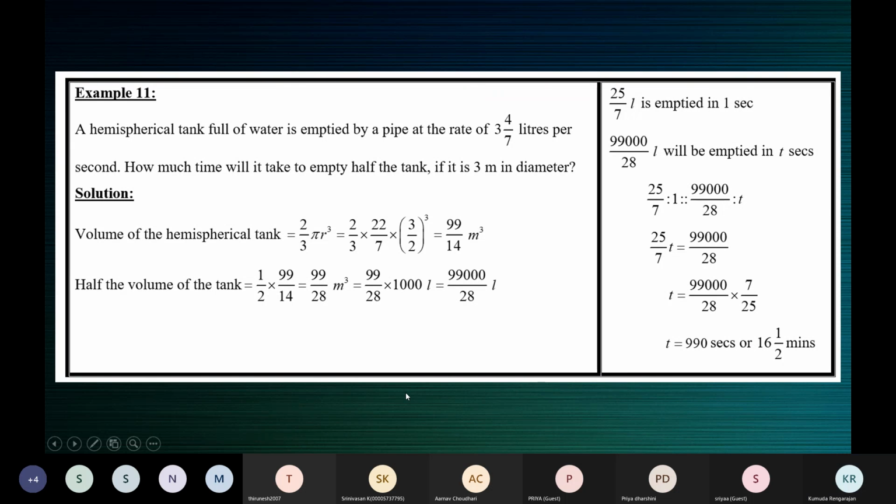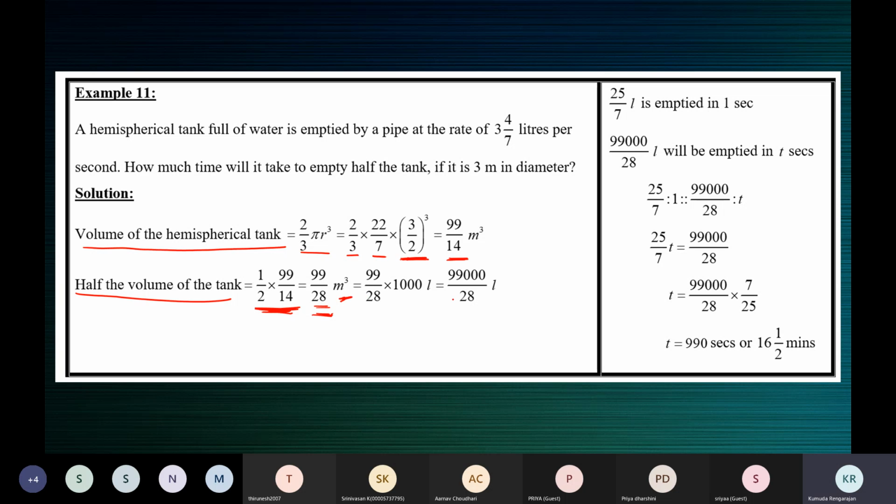Please listen. Find the volume of the hemispherical tank. 2 by 3 pi r cubed, with r equal to 3 by 2, the whole cube. The diameter is given, so the radius is 3 by 2. So you will get the volume in meter cube. Find half that volume. Half the volume of the tank will be half of 99 by 14, which is 99 by 28 meter cube.